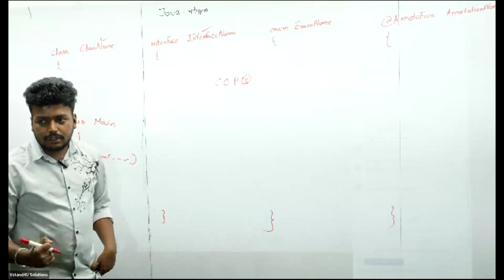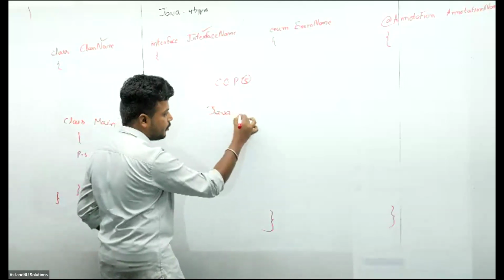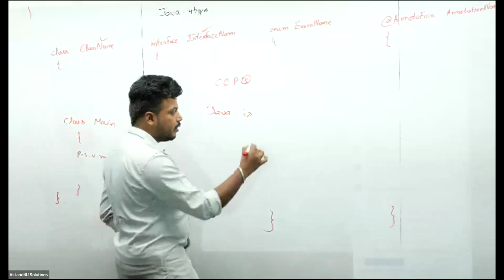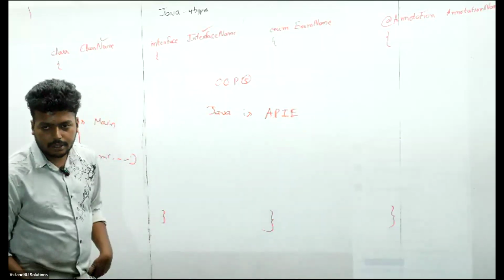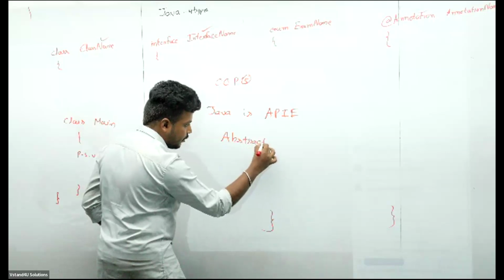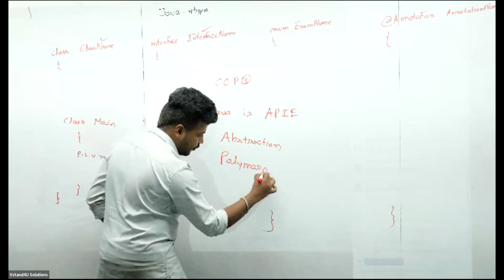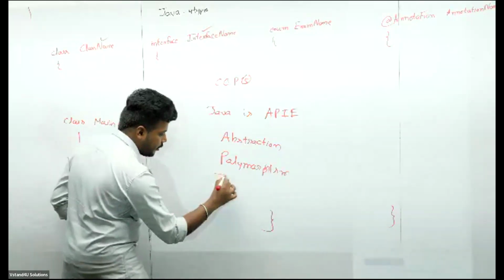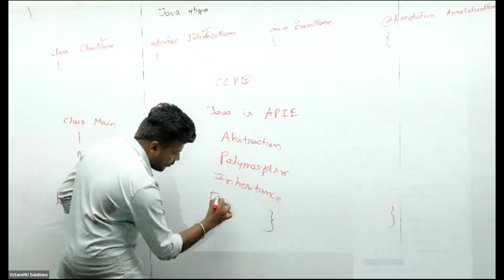To remember the four pillars of the OOPS concept, there is a sentence called Java is a happy. A stands for abstraction, polymorphism, inheritance, encapsulation.